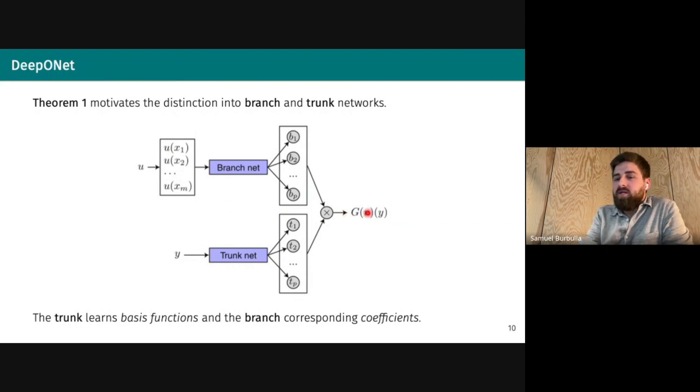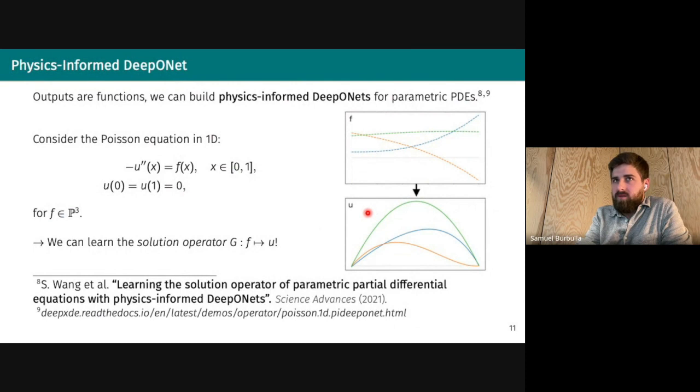So what if we consider the following problems? What we aim at is building a physics-informed DeepONet. So for an example, consider a Poisson equation in 1D, which is minus Laplace u equals some source term. Laplace means the sum of the second derivatives of the function.